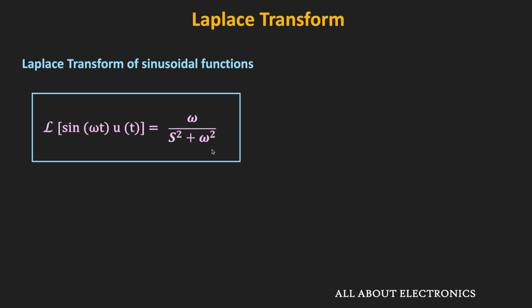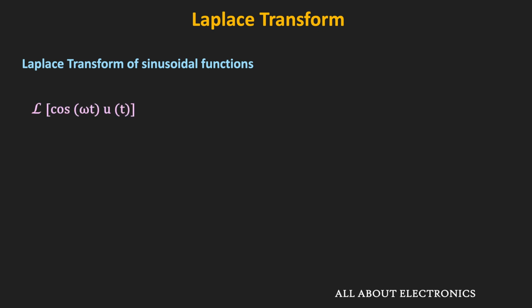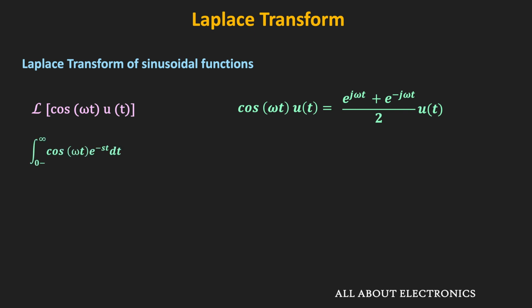So similarly, we can also find the Laplace transform of cos omega t. Once again, as per Euler's identity, this cos omega t is equal to e to the power j omega t plus e to the power minus j omega t divided by 2. And here, this u of t indicates that this function exists only for t greater than or equal to 0. So if you find the Laplace transform of this cos omega t u of t, then it can be given as integration 0 minus to infinity cos of omega t times e to the power minus st times dt.